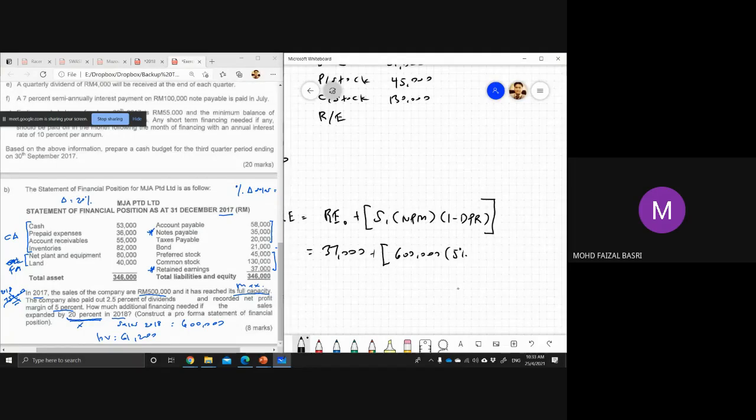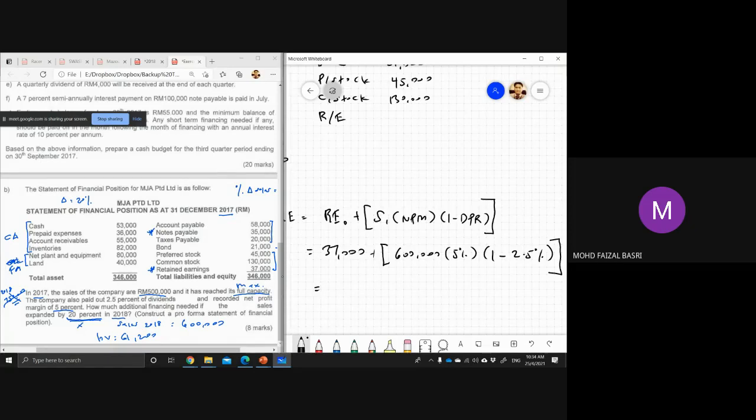So multiply by 5% and multiply by 1 minus DPR. The dividend payout ratio is 2.5%. Okay, the company paid out 2.5% as dividend. So minus 2.5%. Okay, so solve in the bracket first. So 600,000 times 5% is 30,000. So 30,000 is actually the net profit. If you remember, net profit margin is net profit divided by sales, right? So if we take net profit margin multiplied by sales, it's actually to find the net profit. Okay, so when you multiply, you get 30,000, that's your net profit.